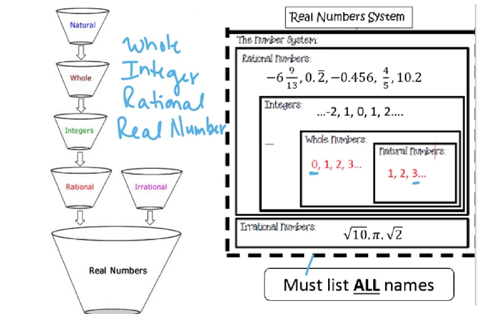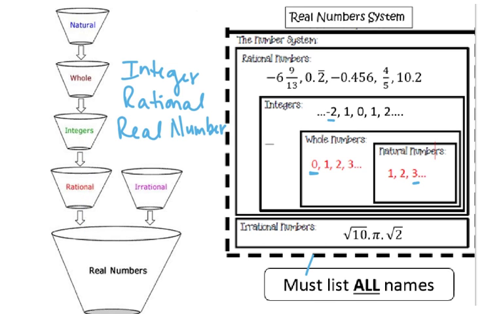So we can do the same thing with an integer. Let's do -2. So -2 would start just at the integers, because -2 is not whole, it is not natural. So it would fall through the rational number funnel, and then it would fall into the real number funnel. So -2 would be an integer, it would be rational, and it would be a real number.